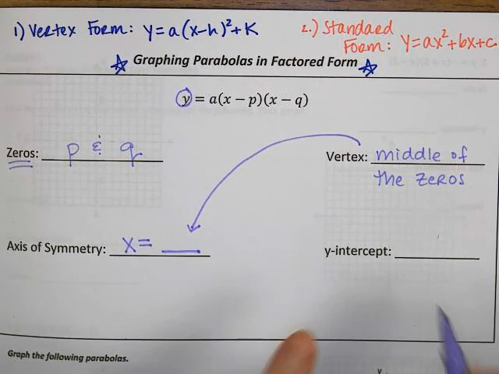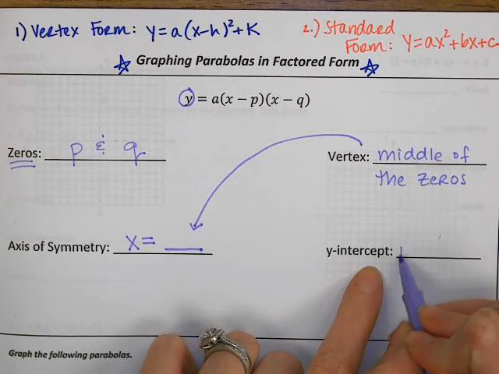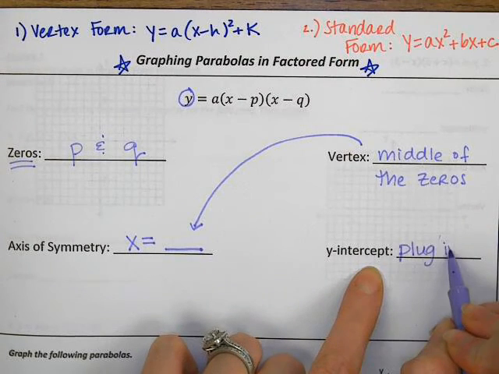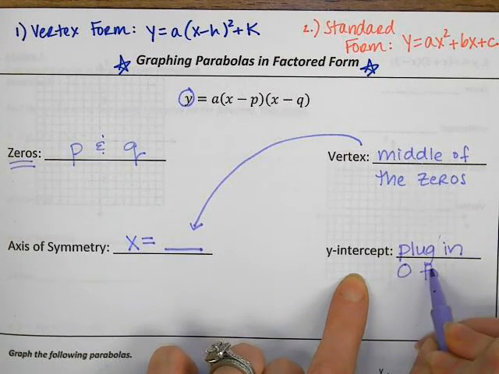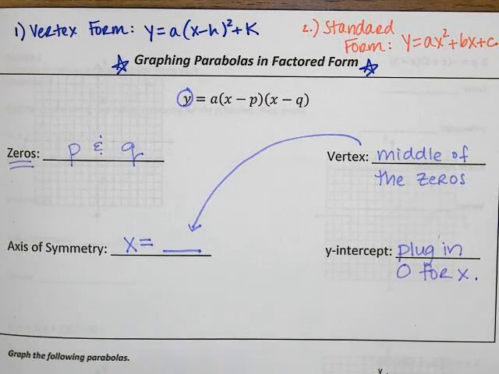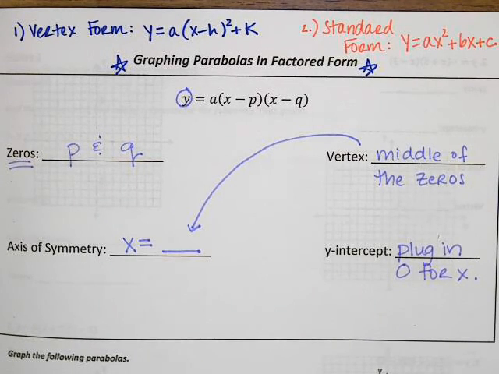And the y-intercept is still going to be plug in 0 for x. Plug in 0 for x, and that will still be your y-intercept. So I think this one is the least amount of work. And I know you guys like least amount of work. All right, so example 1.